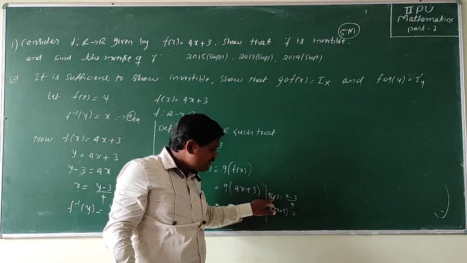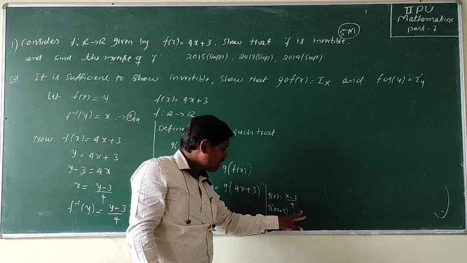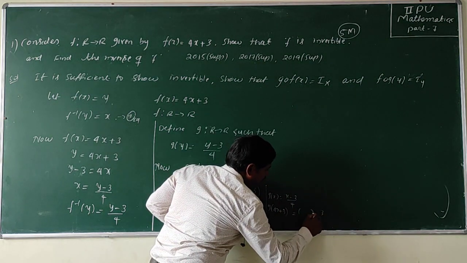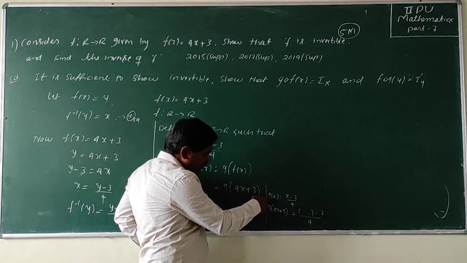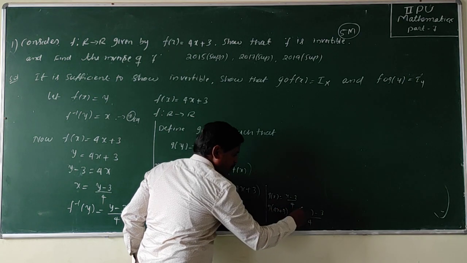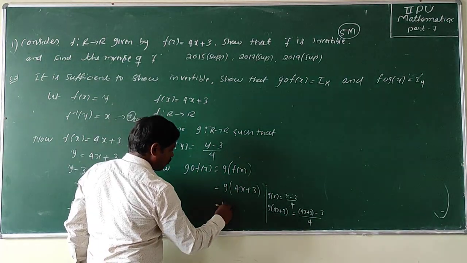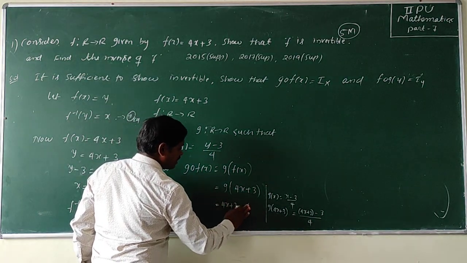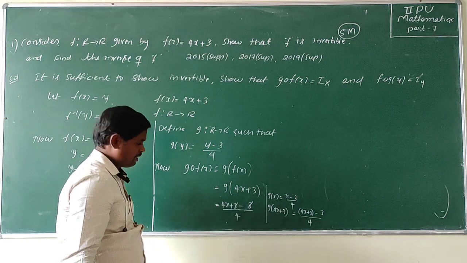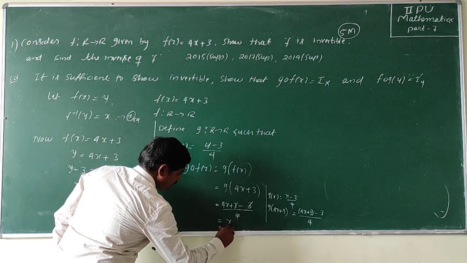Here the input is x, so we get (x minus 3) divided by 4. Here the input is 4x plus 3, so we get (4x plus 3 minus 3) divided by 4. So it is input minus 3 divided by 4. Simplify this: the 3 gets cancelled, the 4 gets cancelled. Therefore we get x, that is the identity function of x.